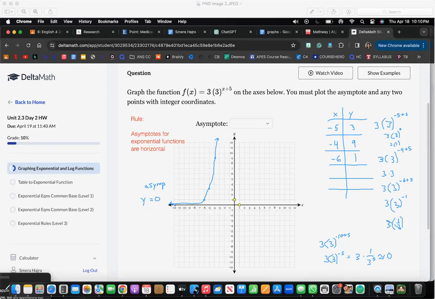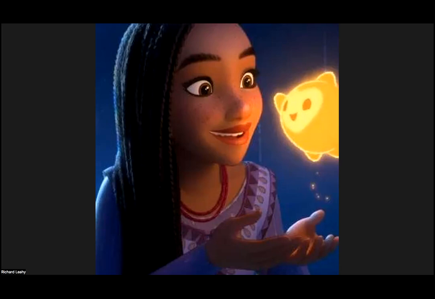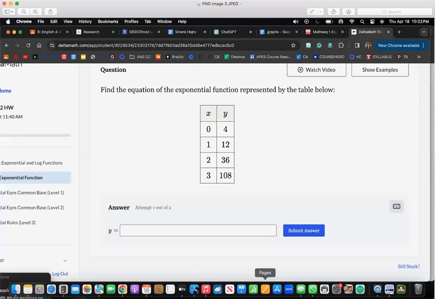All right, so moving on to the next thing. Find the equation of the exponential function represented by the table below. In general, whenever you're trying to find a function, you generally use 2 or 3 points. Beyond that, you don't really see that. It has to deal with the system of equations.